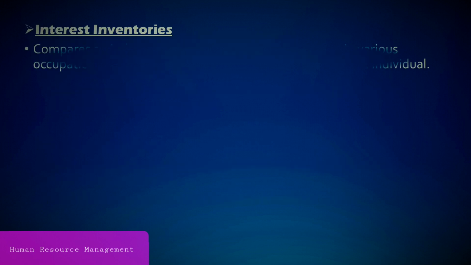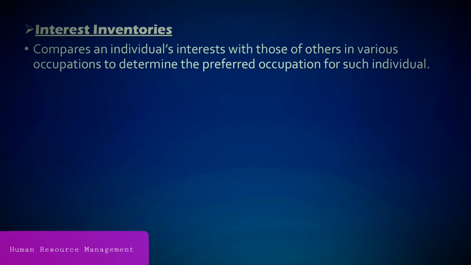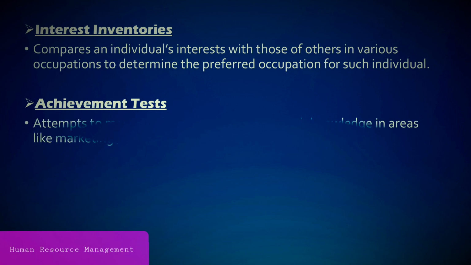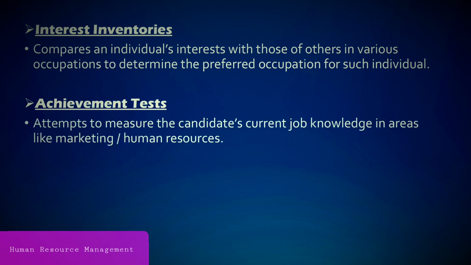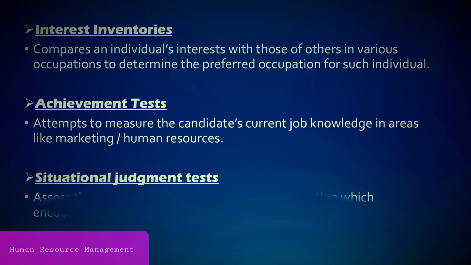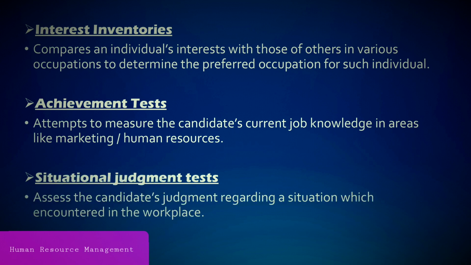Interest inventories. Under these, the individual's interests are compared with those of others in various occupations in order to determine the preferred occupation for such an individual. Then under the achievement test, attempts are made to measure the candidate's current job knowledge in areas like marketing, production, or human resources. Then the situational judgment test assesses the candidate's judgment regarding a situation which he came across in the workplace.